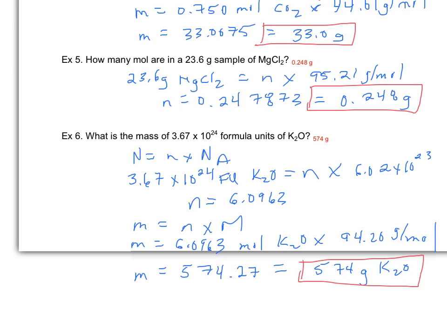Of course, you can go the opposite direction. If you know the mass of a sample, you can use mass equals moles times molar mass to determine the moles, and then use particles equals moles times Avogadro's number to figure out how many particles are in the sample. This solves the problem of not being able to count atoms individually because they're so small.